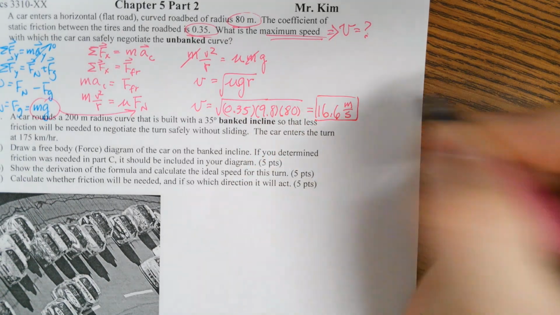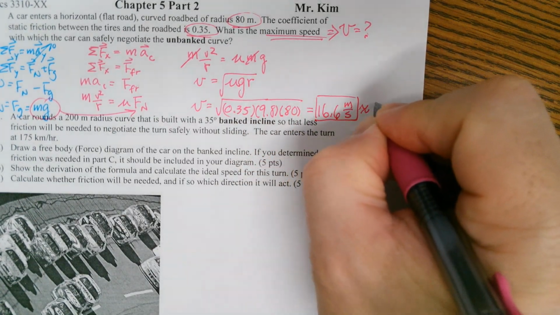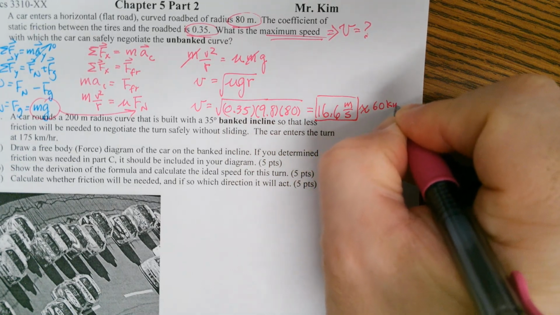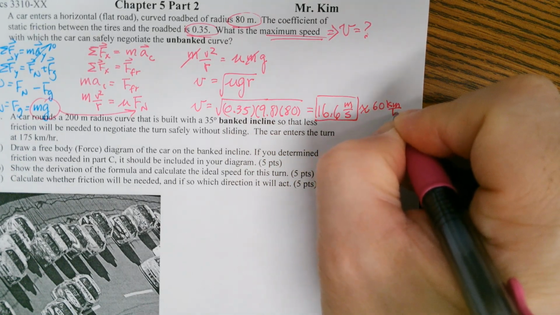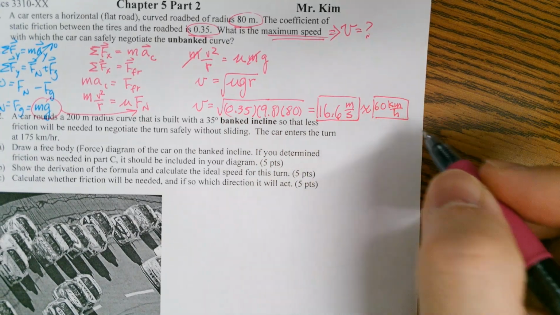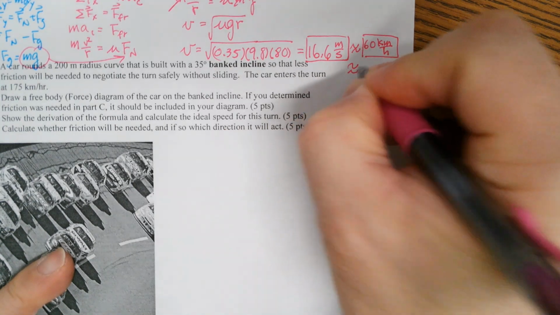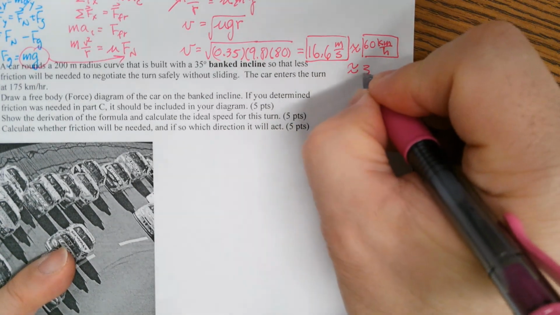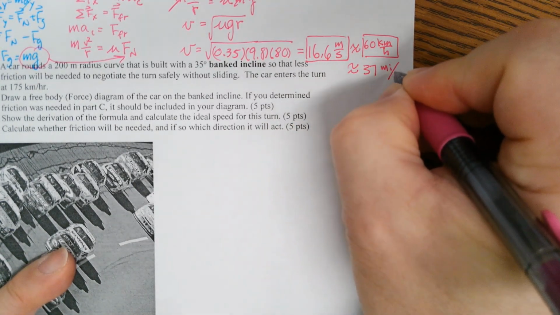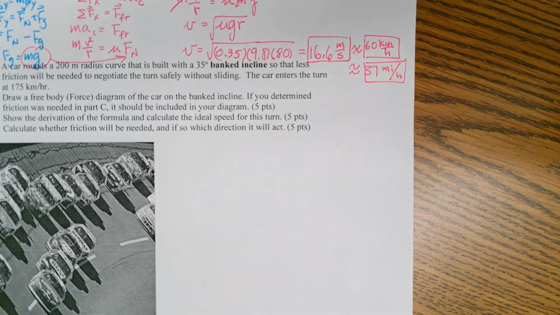Now that's okay. What does that mean? Well, that's around 60 kilometers per hour. For those of you who are Europeans and Canadians, you drive in kilometers per hour. And if you're American, that's approximately 37 miles per hour. Okay, so there you go.